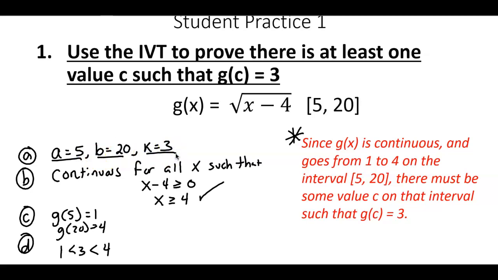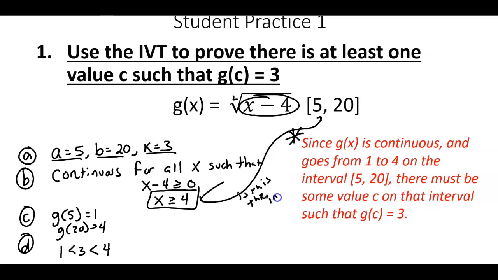Now, the continuity of this function is one of those details that you might have missed. Radical functions with an even root are continuous everywhere where the part under the root is greater than or equal to 0. So it's only continuous if x is greater than or equal to 0. So is that on the interval? And the answer is yes. Okay? Since we're looking for values of x that are greater than or equal to 4, anything between 5 and 20 is going to be greater than or equal to 4. So we're okay there.